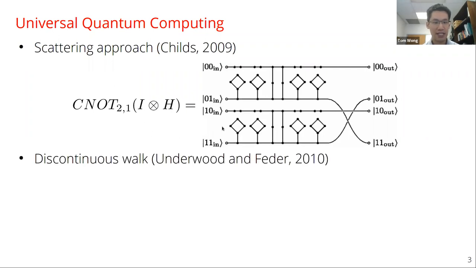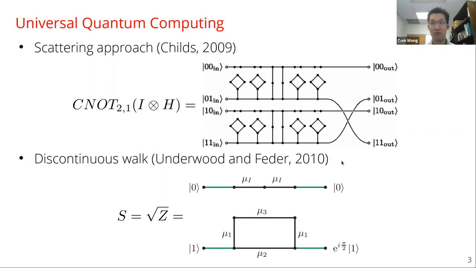Another approach is the discontinuous walk that was proposed by Underwood and Feder. David Feder is actually part of this conference as well. I saw him in the list of participants. In this proposal, it's similar in that you also have a rail encoding. This is a picture from their paper. Here, this is a single qubit gate. If you have a single qubit, you have zero or one, so there's just two rails. If you had two qubits, it'd be four rails. If you had three qubits, it'd be eight rails, and so forth. So you have another rail encoding for the states.